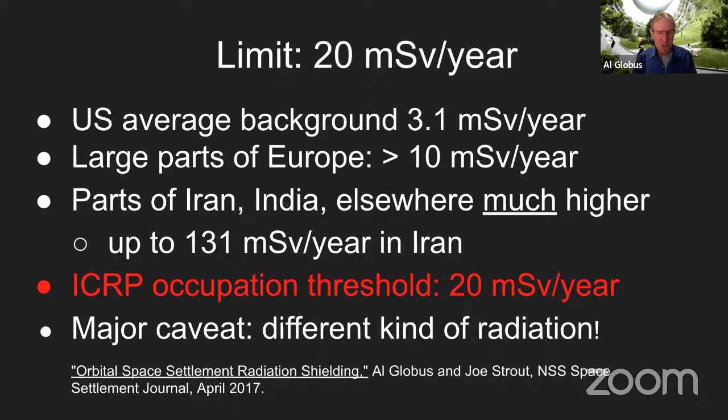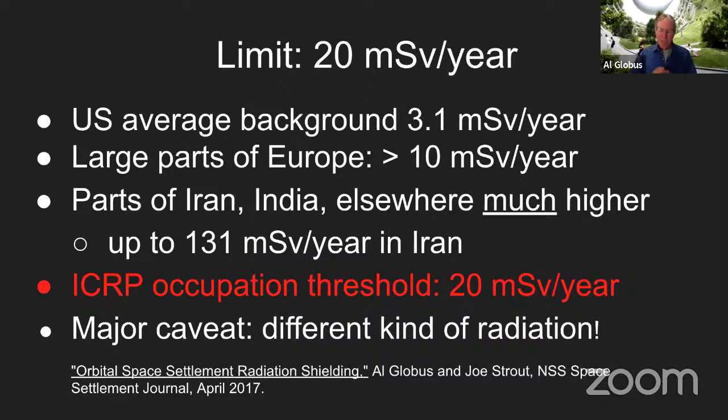But there are large parts of Europe, particularly in Finland and Spain, that receive 10 millisieverts a year in background radiation, which of course is much closer. There are parts of Iran, India, and China and elsewhere where the levels are much higher. The highest levels that are measured is 131 millisieverts per year in Iran.